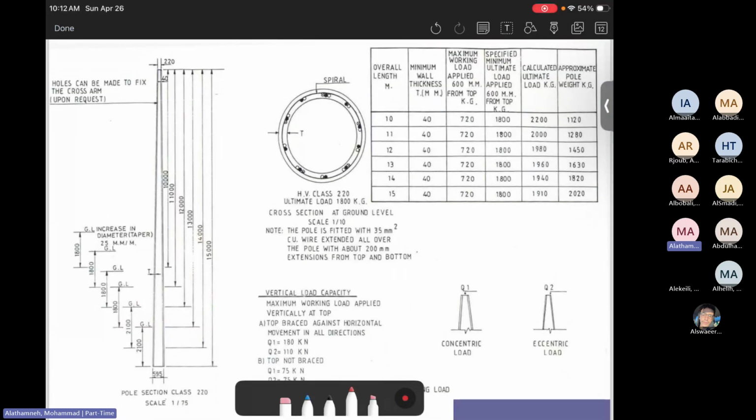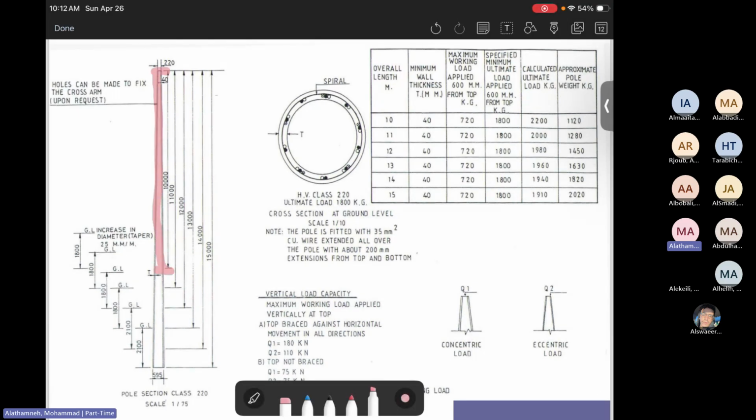Almost the first 10 meters is the standard. After the 10 meters, all of them are extra length, which is very similar to when we discussed the high voltage towers. We said that there is, for example, DL plus 9, where plus 9 depends on the extra length. So the standard is 10 meters, then we have plus 1, plus 2, plus 3, plus 4, up to plus 5. That's the thing about it.